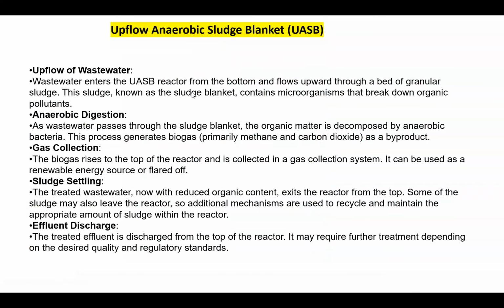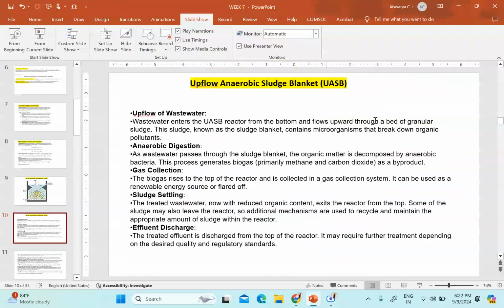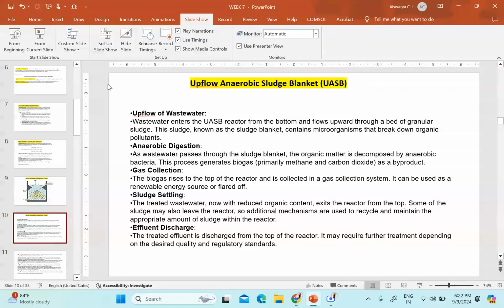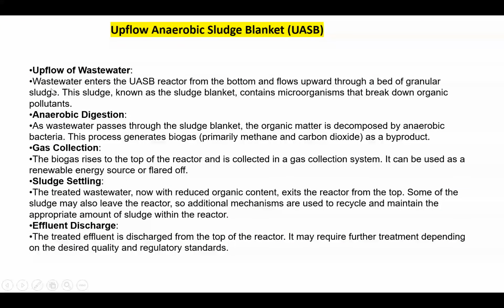So here, majorly, these are the different components. Upflow of the wastewater: see, wastewater enters the UASB reactor from the bottom and flows upward through a bed of granular sludge. This sludge is known as the sludge blanket.